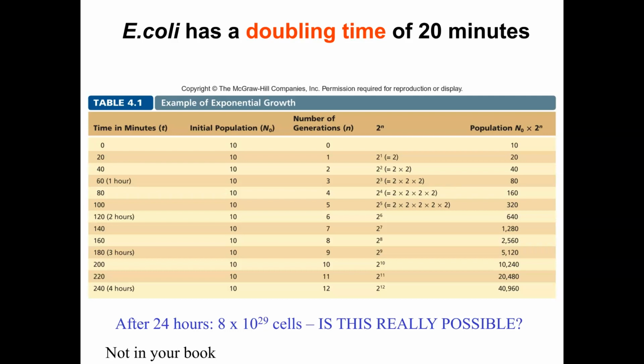Nutrients. Let's see, what else? What within the environment? What sort of factors would you consider? Temperature. How about pH? Oxygen availability. Water availability.